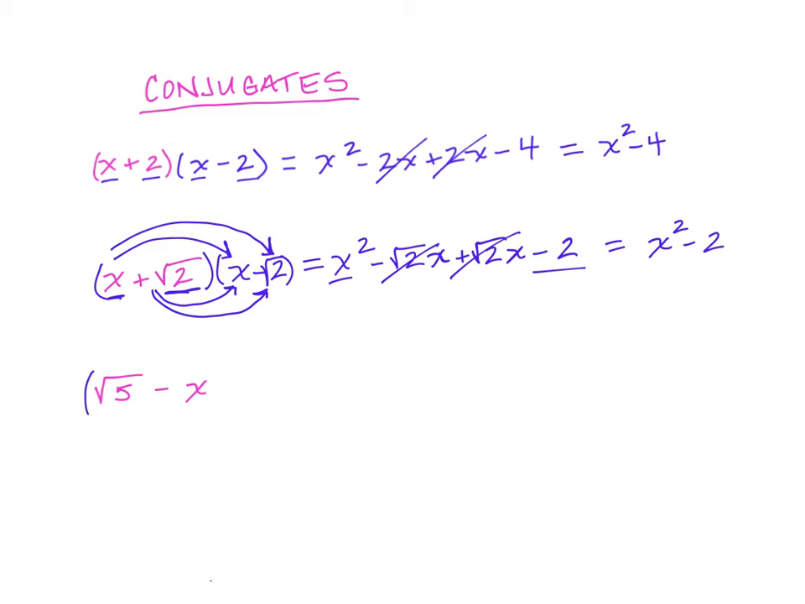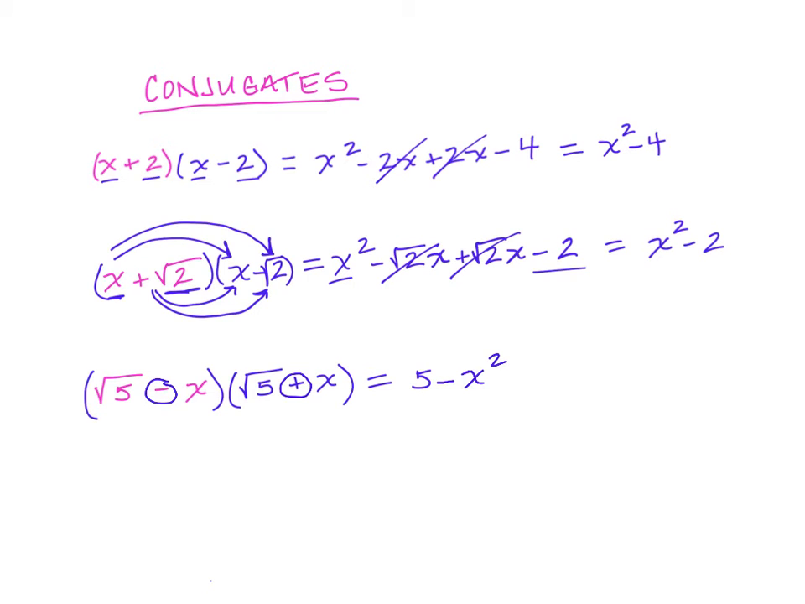If you have the binomial, the square root of 5 minus x, then its conjugate is going to be the square root of 5 plus x. And now we're going to FOIL this. The shortcut would be to just square the first term. The square root of 5 squared is 5. Square the second term. x squared is x squared. And then because these signs are opposite, and they always will be because conjugates are binomials that have opposite signs separating the two terms, this will always be a minus sign right there.